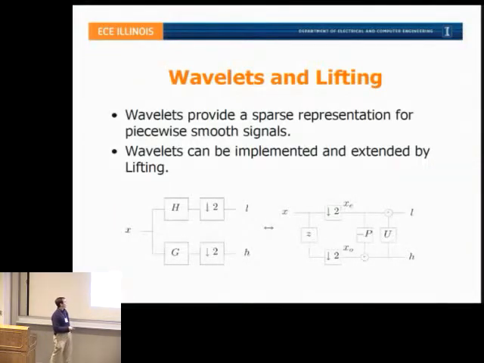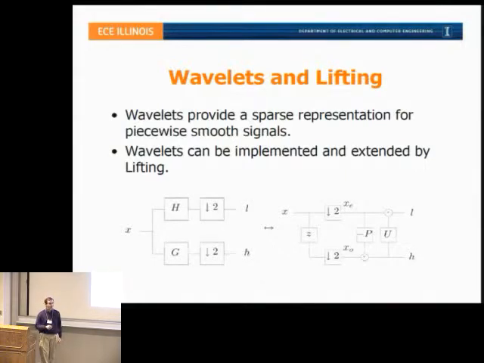this signal P right here. And so you're predicting the odds from the evens. Whenever you can create a good predictor, you will have a sparse representation because there will be a lot of zeros or small numbers in H. So this is an implementation for wavelets, but it's also an extension to wavelets because you can use filters for P and U that are not invertible or even nonlinear, and you'll have perfect reconstruction guarantees just by the structure you've put it in.